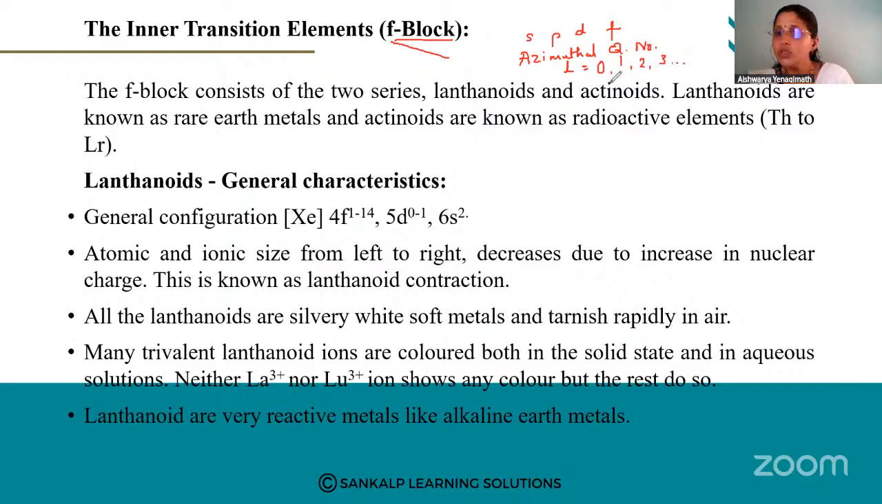L value 0 we call S orbital. L value 1 we call it P orbital, L value 2 we call it D, L value 3 we call it F, as we have studied in class 11. S, P, D, F stands for sharp, principal, diffuse, fundamental. So F stands for fundamental.